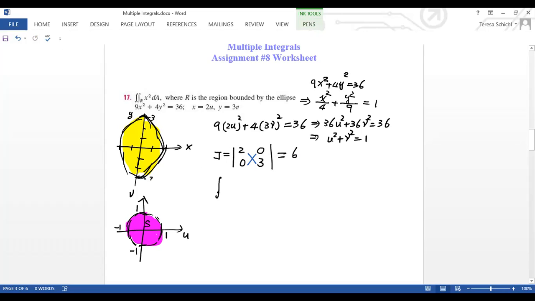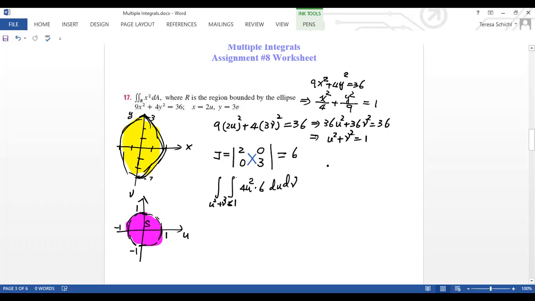Okay, so now let's set it up. I'm going to do a double integration, all right? So what is x squared? It's 4u squared times the Jacobian 6, right? And then I do du dv, under this new region, u squared plus v squared less than or equal to what? This is a perfect candidate for the polar transformation, right?